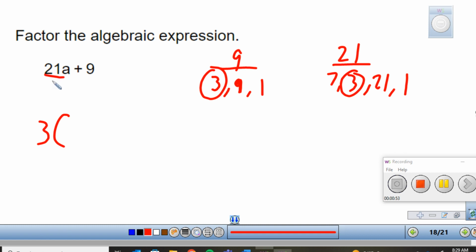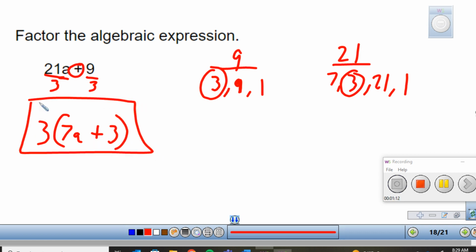The next step is to divide each term by the greatest common factor. 21a divided by 3 is going to be 7a. Then 9 divided by 3 is going to be 3. So our answer is 3 times 7a plus 3.